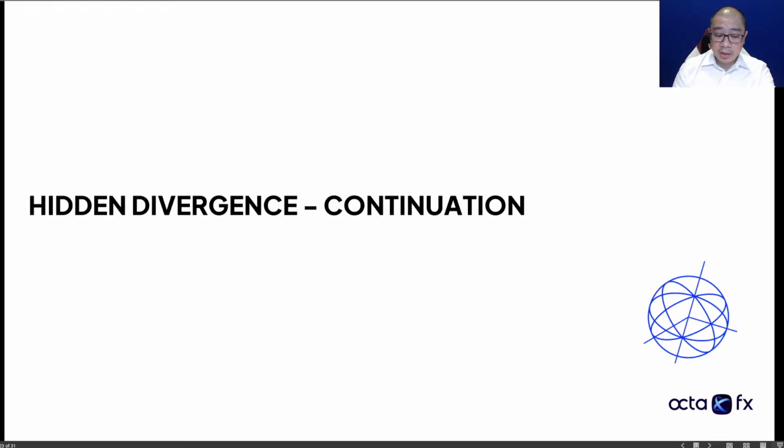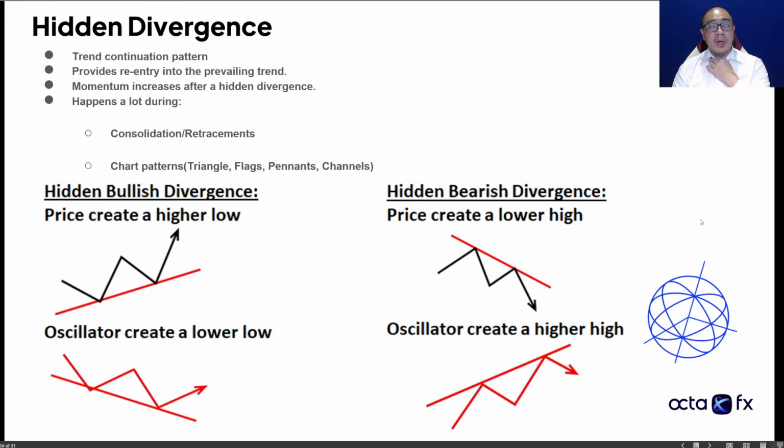Okay, so clear your minds. We're gonna go into the hidden divergence. And our hidden divergence, as I said, is a little bit more immediate, because it's actually a trend continuation pattern, and it basically does one thing. It actually provides you with a re-entry into the current, ongoing trend.